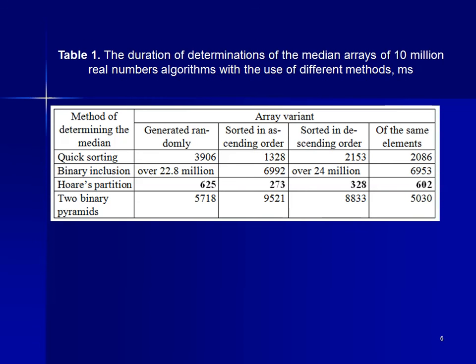Let's analyze different variants of defining the median for arrays with 10 million elements. We see that for such arrays, the determination of the median is the fastest with the use of Hoare partition. The duration of determining the median of arrays of 10 million real numbers with the use of different methods you may see in this list.